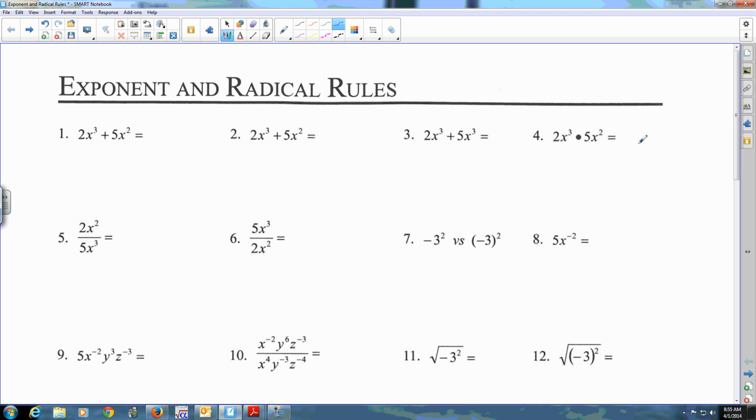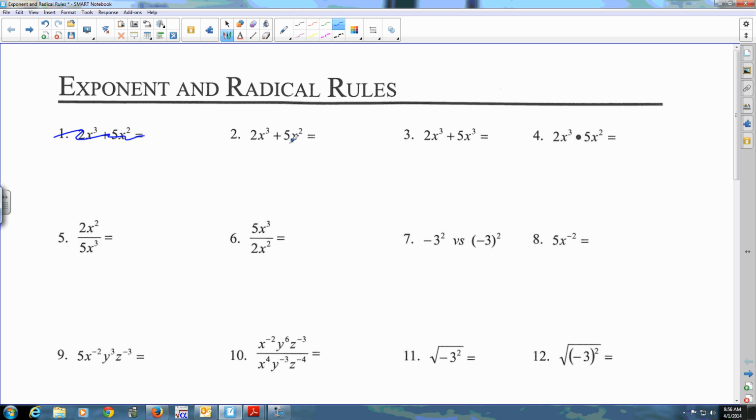Hello everyone, this is for pre-calculus. It's on reviewing some exponent and radical rules. First in looking at this, I'm not exactly sure why I typed this one the same. I think they're identical. So I'll just ignore this one and start here.